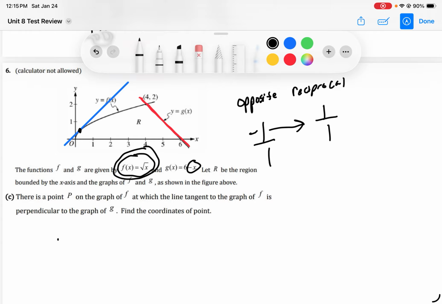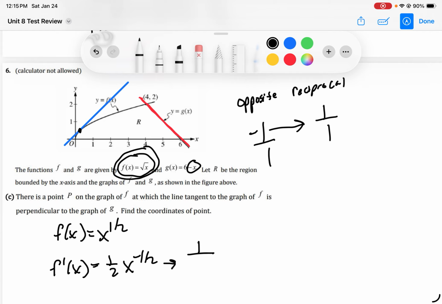So I have to find the derivative. f of x is equal to x to the 1/2 exponent. So f prime of x is equal to 1/2 x to the negative 1/2, subtracting 1. This looks like 1 over 2 square root of x if I wrote it differently, though I'm not sure that's really necessary. So I have to find the x. This is the derivative. Let's find the x.